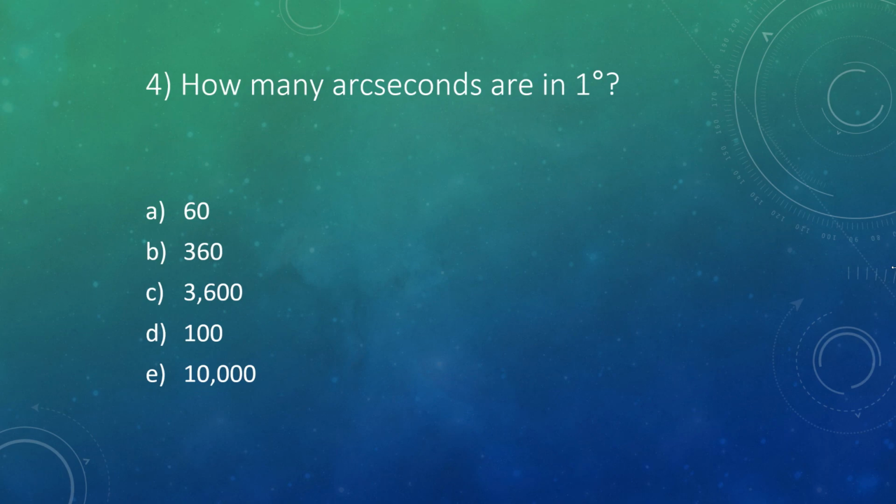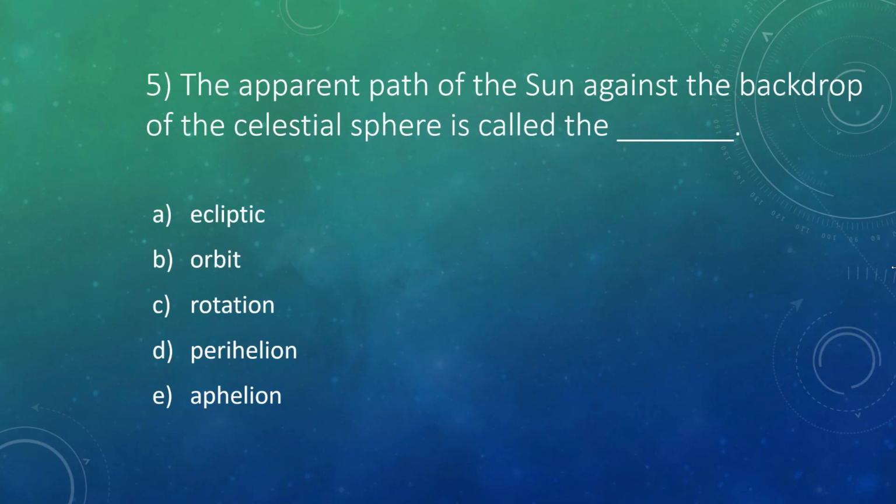So, how many arcseconds are in 1 arc minute? Well, we know there's 60 arcseconds for every arc minute, and 60 arc minutes for every degree. So 1 degree has 60 arc minutes, and each of those has 60 arc seconds. So you take 60 times 60 to get 3,600. And it looks like this one's okay.